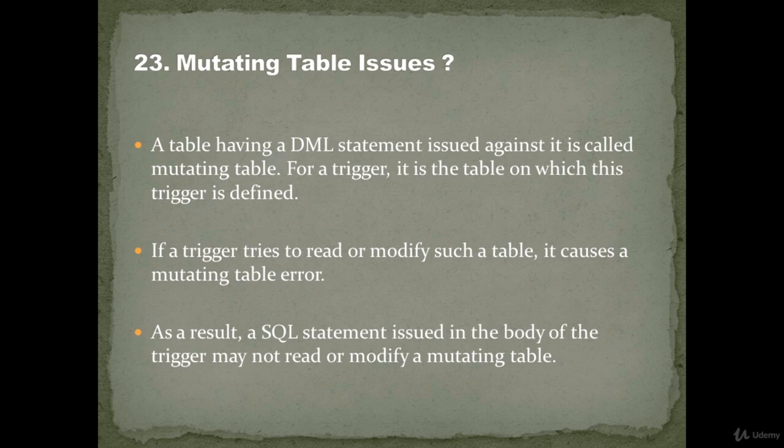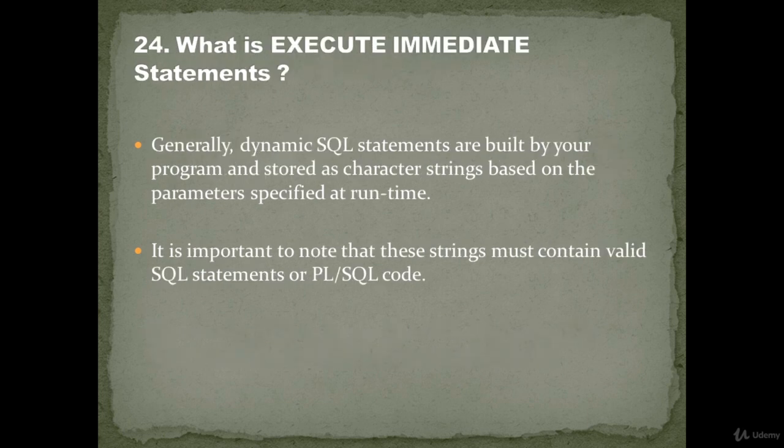Okay, so we can read this. A table having a DML statement issued against it is called a mutating table. For a trigger, it is the table on which this trigger is defined. If a trigger tries to read or modify such a table, it causes a mutating table error. As a result, a SQL statement issued in the body of the trigger may not read or modify a mutating table. That's it.